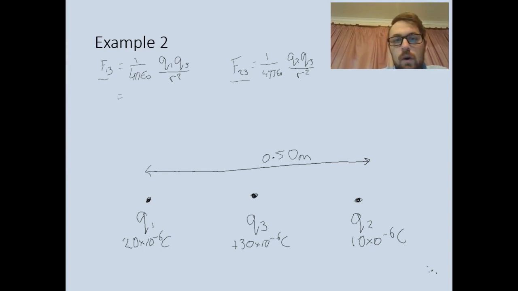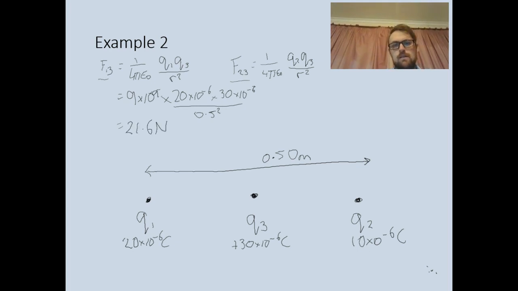So we remember 1 on 4 pi epsilon naught is 9 times 10 to the 9. Okay. Times Q1, which is 20 microcoulombs, Q3 is 30 microcoulombs, and the r squared is 0.5 squared. All right, if we put that into our calculator, that equals 21.6 newtons. Okay, so the first question says, what would happen if Q1 and Q2 were both positive?